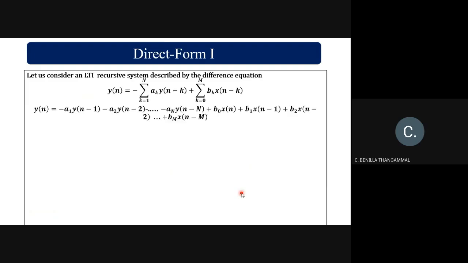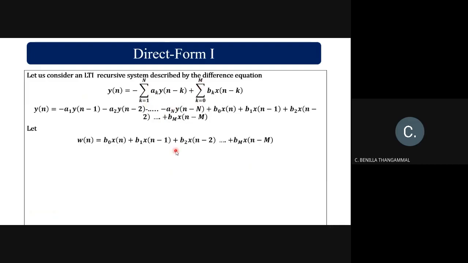In direct form 1, let us consider an LTI recursive system where the difference equation is as shown. In this direct form 1, we are going to get two equations: one is y of n is equal to something, the other is w of n is equal to something. After getting these two equations, we'll draw the structure. First I'm going to expand this by substituting k equal to 1 to n for y of n minus k and k equal to 0 to m for x of n minus k.